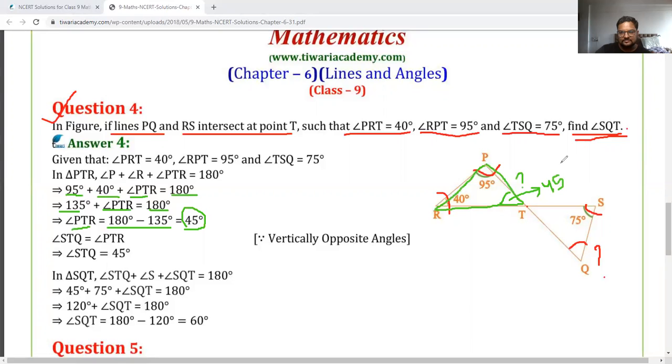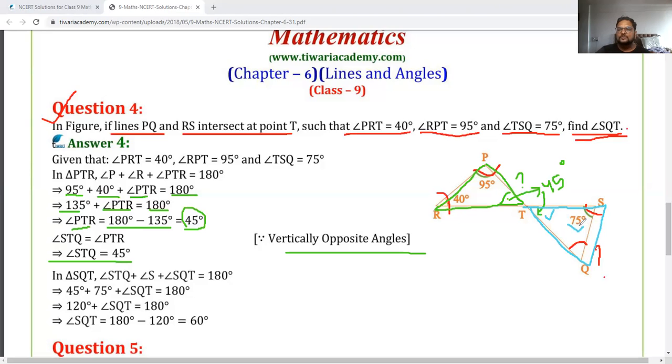Now we'll go with the whole figure, and we know that PQ and SR are forming an X. Therefore, these two are vertically opposite angles. So angle T will also be 45 degrees by vertically opposite angles. So you got STQ as 45 degrees. Now we'll forget the above triangle PRT and come to the new triangle below, the QST triangle. In this again we have 45 degrees and 75 degrees.